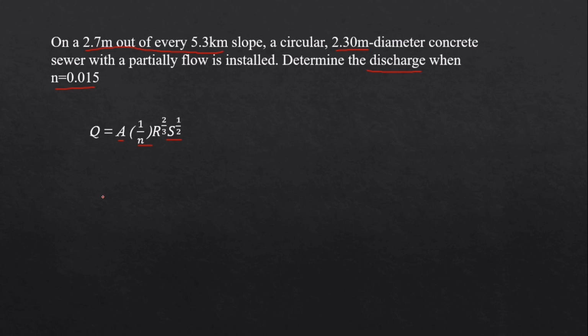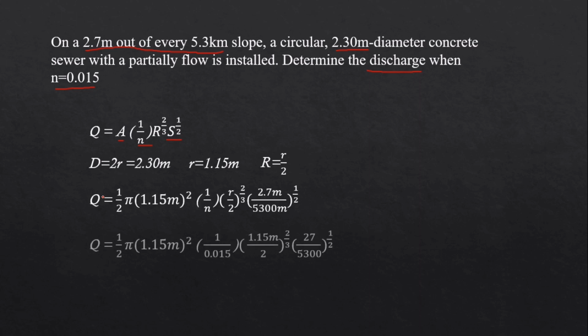So our diameter is 2.30 meters. Our radius is 1.15 meters. Since this is a semicircular section, our hydraulic radius R is equal to r over 2. So using this equation, plug in all the values and it goes like this.